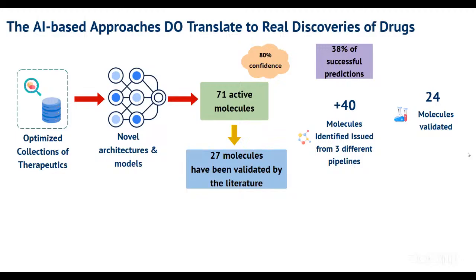Out of these, we have 27 that have been validated by the literature, as we identified work that proves they are anti-parasitic, anti-leishmania. Out of the remaining, we have tested almost all the molecules, and out of 40 molecules tested, we have 24 molecules that have a validated effect.